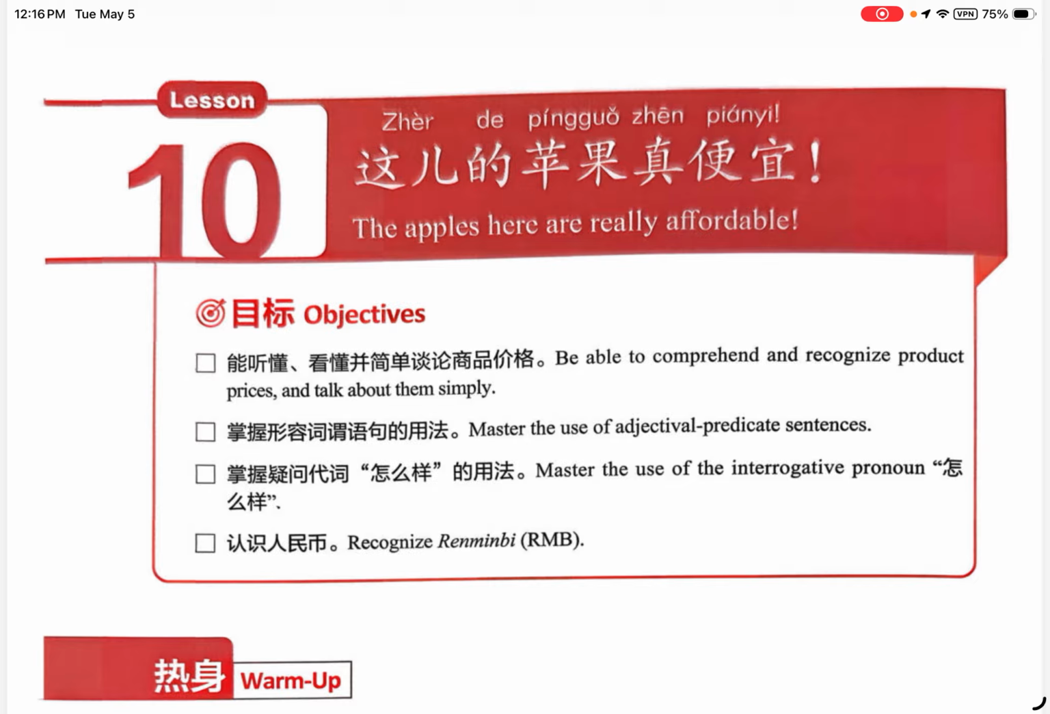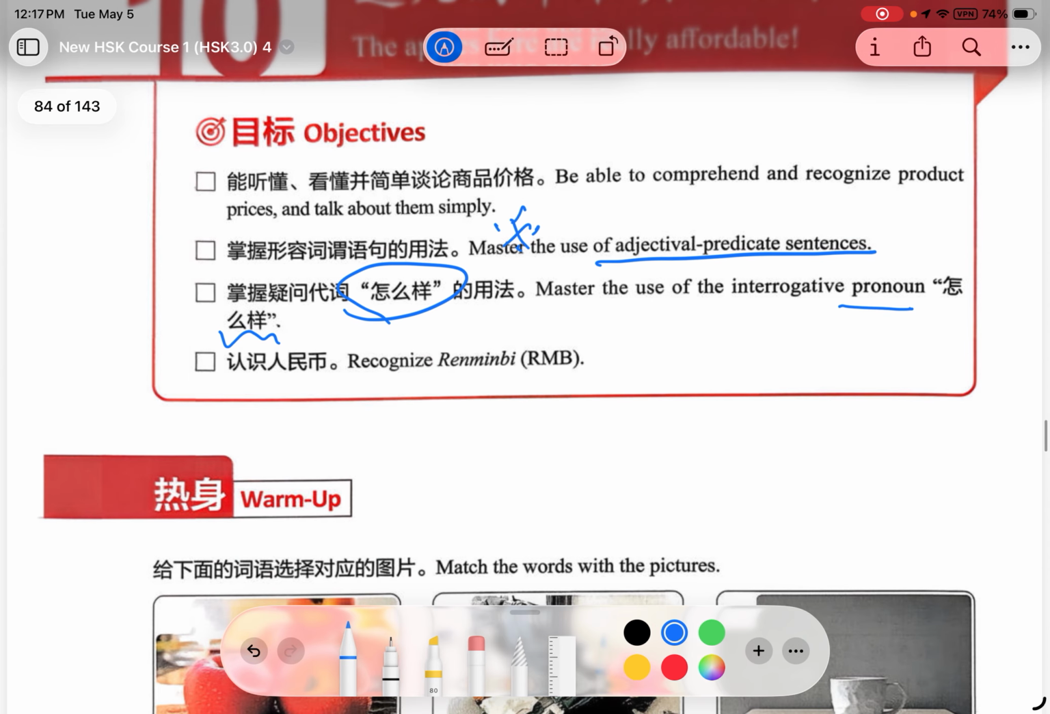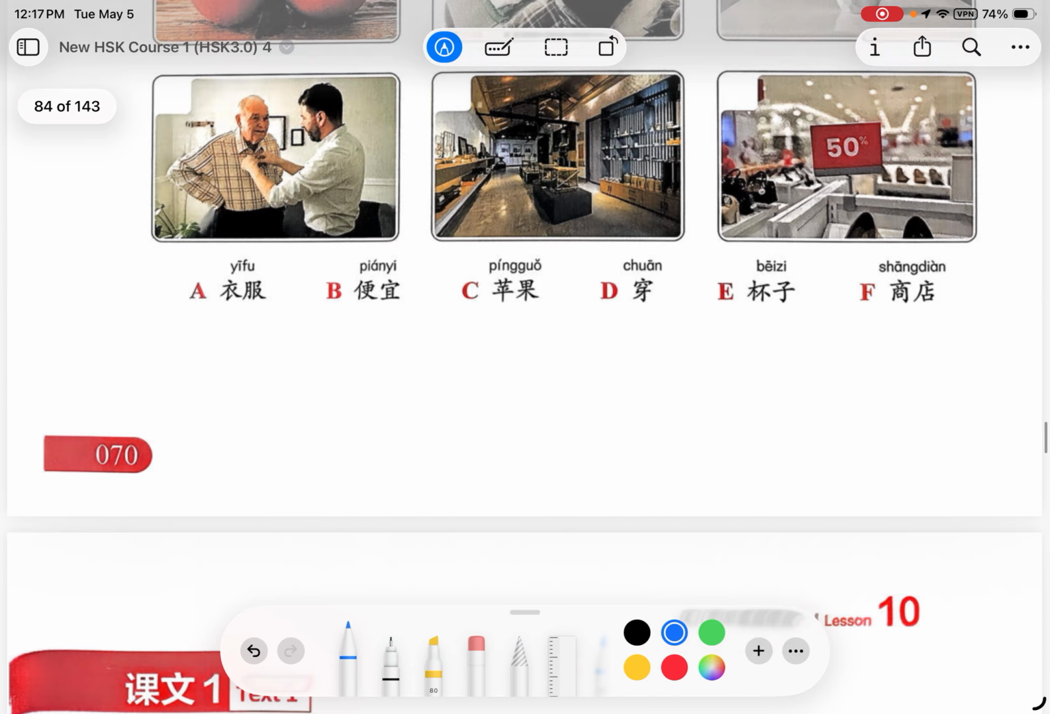Lesson 10. 这儿的苹果真便宜. Objective 1. Comprehend and recognize product price. And then adjectival predicate sentence. Important thing. 怎么样 pronoun. And the currency of Chinese, RMB.